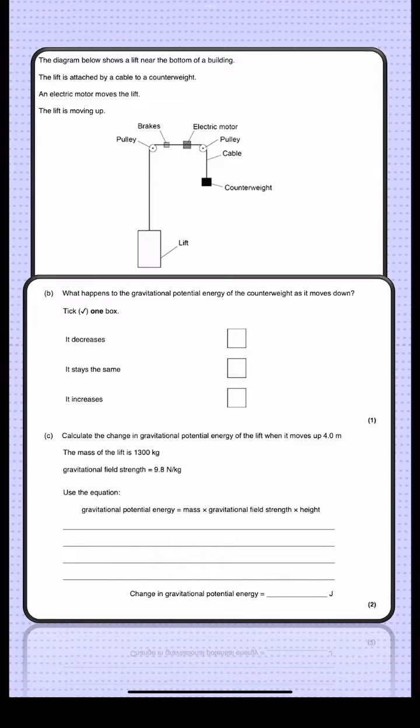So what happens to the gravitational potential energy as it moves down? The equation that we just wrote was mgh. What's happening? The height is decreasing. So that means that the gravitational potential energy is also going to decrease. So gravitational potential energy, as it moves down, it decreases. The answer's decreasing.